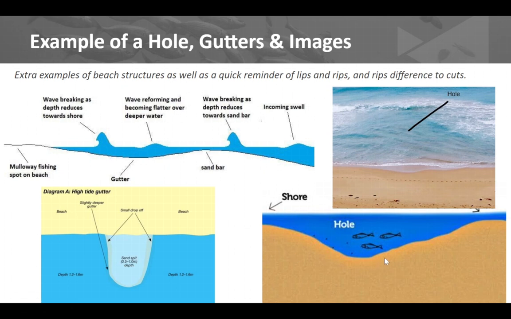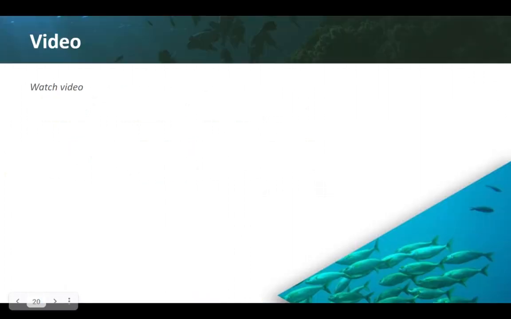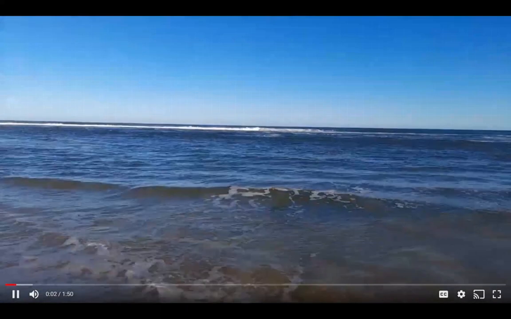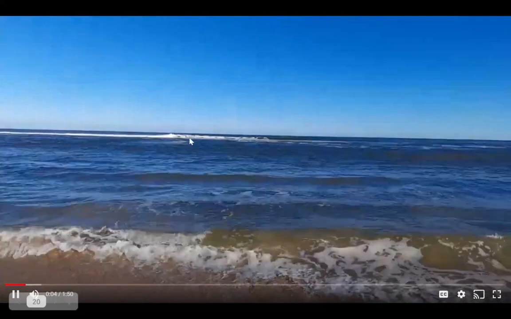It's even better. Here's an example, obviously, of a hole I've used before. This would be a sandbar. This is the shore, and there's a section in the middle that's deep, and that's going to be one where you look for fishing off. Here we go. Now this is a video I took the other day. This is a good example.